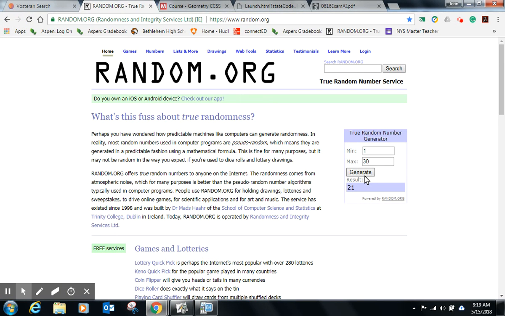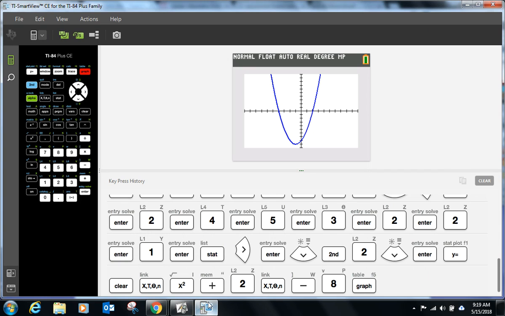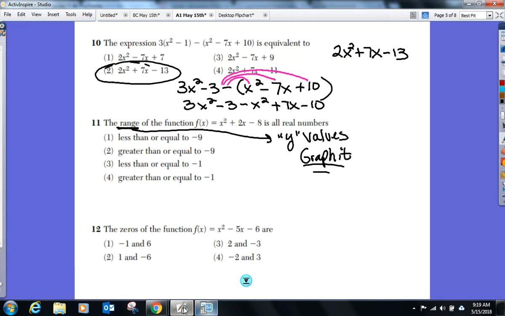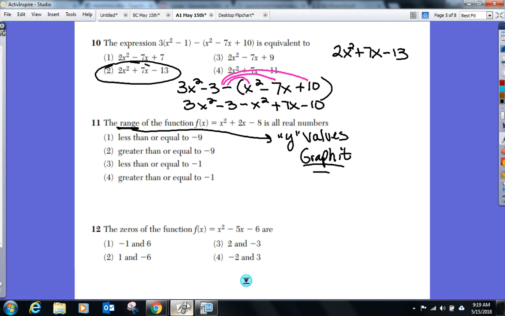Here you go, 21. Smallest y value it hits: -9. Now answer this question. Are all the other y values bigger or smaller than -9? Are they all greater or are they all less than -9? What do you got for me? Greater than, yes. So they're all greater than or equal to -9. If you want to write it, y greater than or equal to -9.